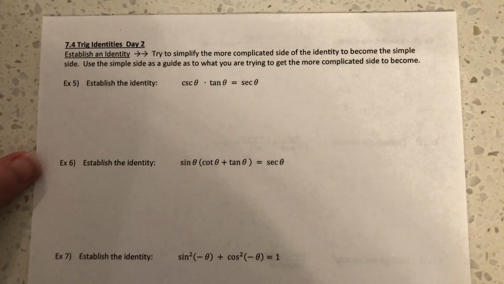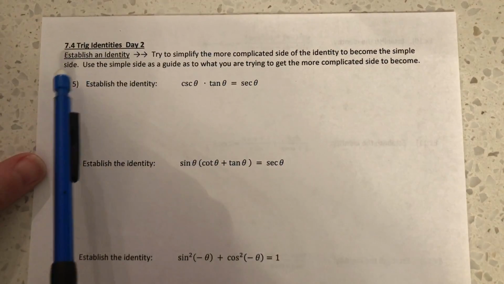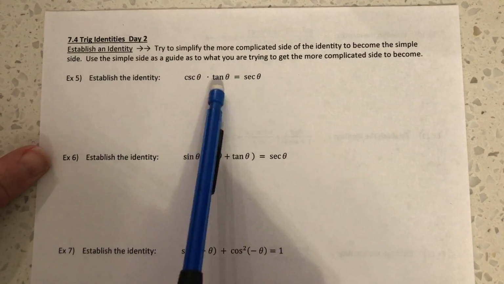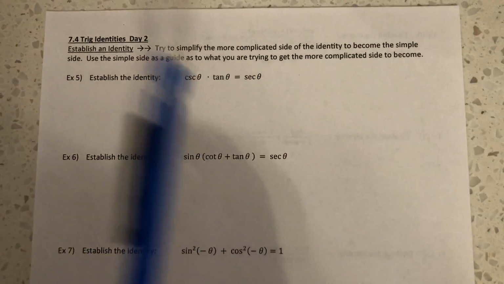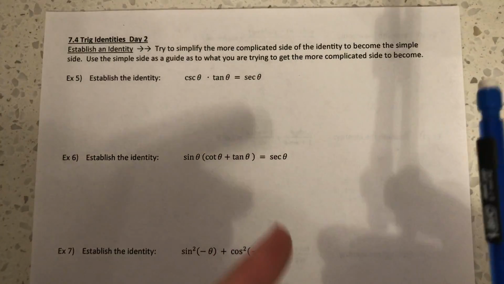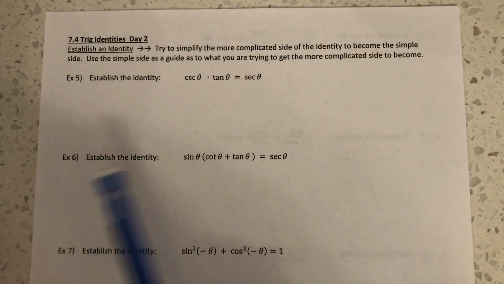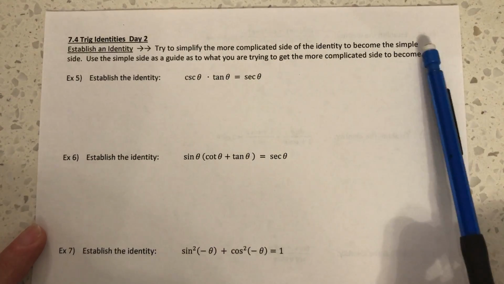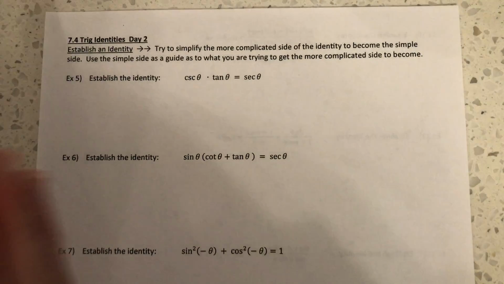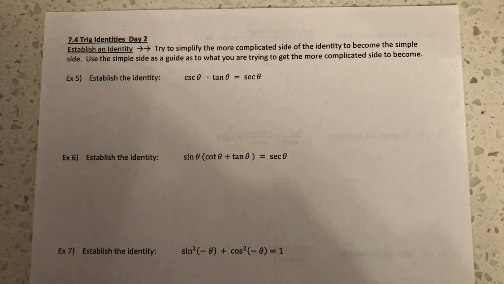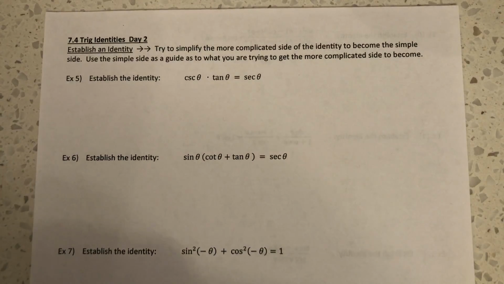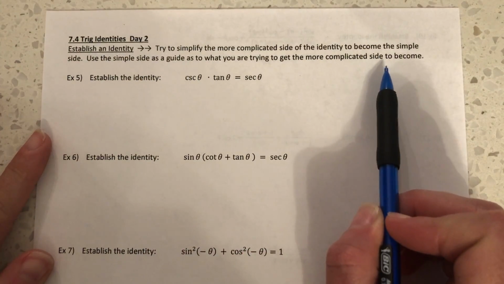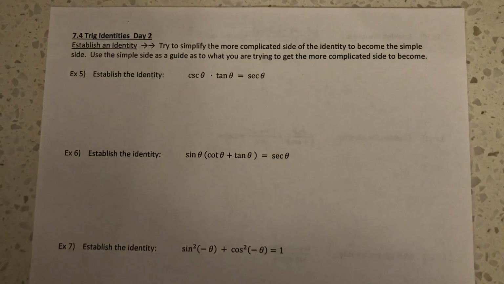Let's get through this. All right, so again, I'm just going to go through some more identities with you. These ones are all about establishing an identity. So it's basically telling you to prove that the left side equals the right side, right? Try to get the left side to say the same thing as the right side, or the right side to say the same thing as the left side. Try to simplify the more complicated side of the identity to become the simple side. So again, if you take the more complicated side, try to make it look like the simpler side. Use the simple side as a guide as to what you are trying to get the more complicated side to become. Okay? All right, so look here.